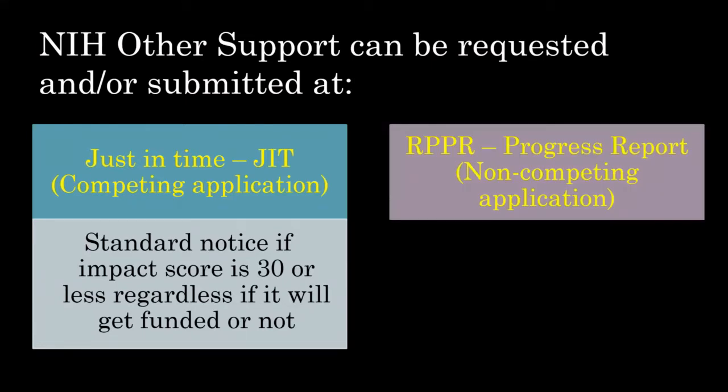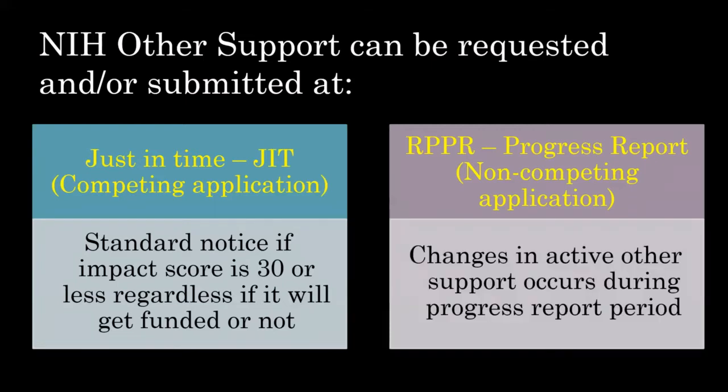And also at the RPPR phase. So these would be for non-competing applications. Changes in active other support occur during the progress report period. So if you're working on your progress report and you notice that there have been no changes since the last reporting period, then you would not need to update their other support and you would indicate that there have been no changes. If there are changes since, maybe a grant has been awarded or a grant has ended since then, you want to report those changes and note those things.